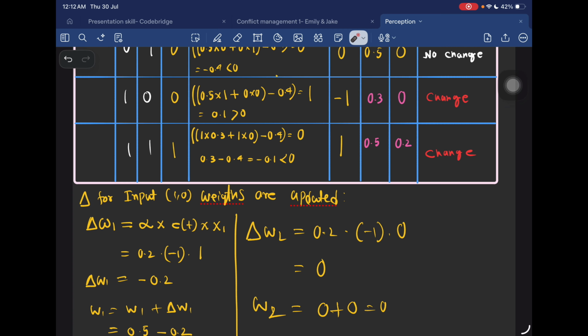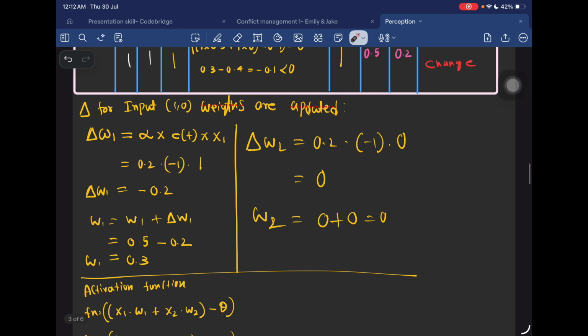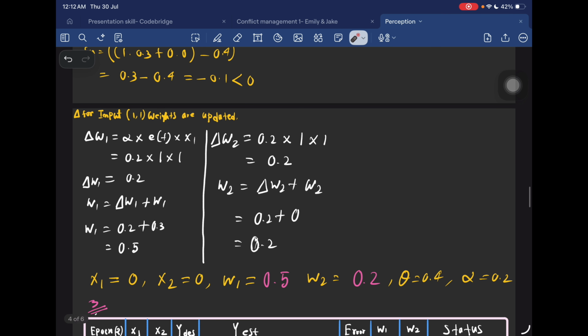But this is our estimated result, and our desired result is 1. So the error value is 1 minus 0, equal to 1. Now we update our weights. Okay, so we update our result.